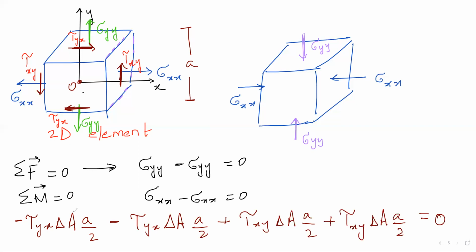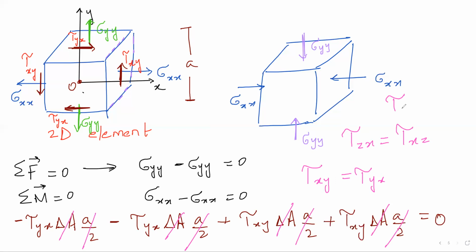Okay, so let's finish this. I will have delta A, delta A, delta A, delta A. Anyone who can tell me the answer? A by 2, A by 2, A by 2, A by 2. What is the answer? Tau xy equals tau yx, and tau zx will be equal to tau xz, and what is left? Tau yz equal to tau zy for a solid structure. You get my point? It's just a fancy derivation. I'm just telling you, remember, tau xy equal to tau yx, tau yz equal to tau zy.